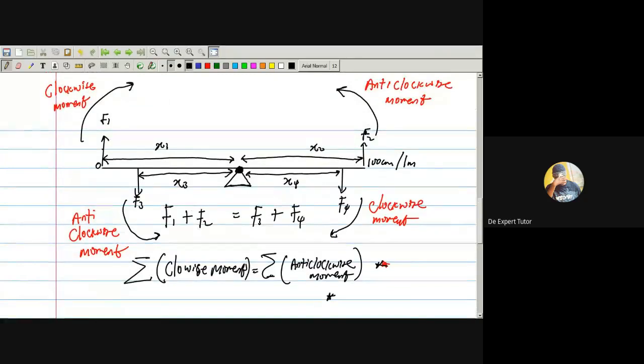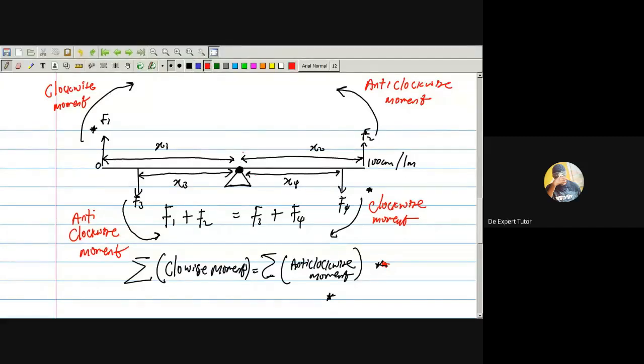Let's look at force F1. And let's look at which other one is creating clockwise moment? F4. Now, how do we find the sum of clockwise moments? Please pay attention. Now, moment is force times distance. So the moment of this force creating clockwise moment is F1 times this distance, x1. That is distance from this point where we are picking our moments from.